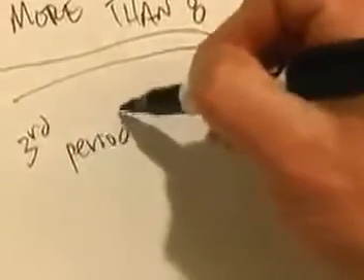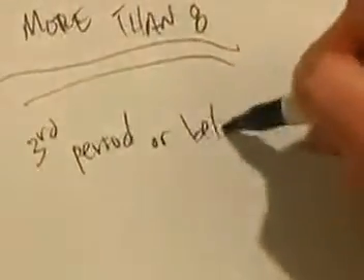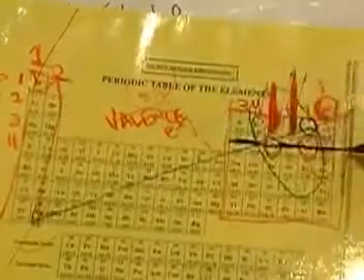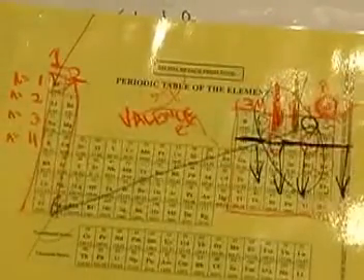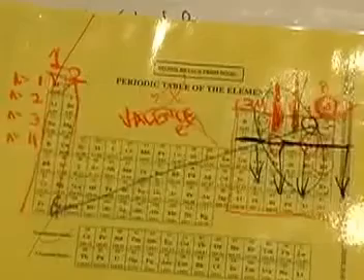Happens more than you realize. If an element is in the third period or below, and let's look on the periodic table so you know where I'm talking. Third period or below, that would be right here: aluminum, silicon, phosphorus, sulfur, chlorine. Any of these or below can have what's called an expanded octet. It can have 8 or more than 8 electrons in its outer shell.